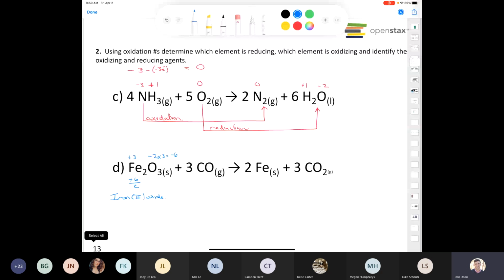So the iron is being reduced. It's gaining electrons because it's going from +3 to 0. And then the carbon is being oxidized because it's going from +2 to +4. Anyhow, again, I'll leave you that one to take a look at on your own time.